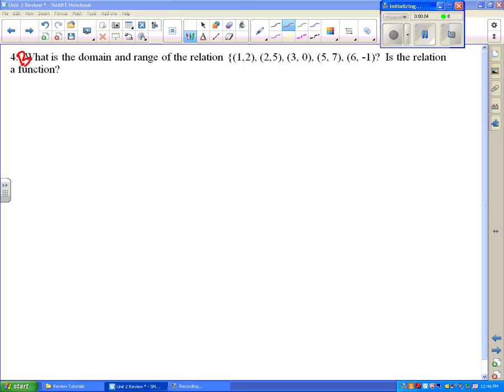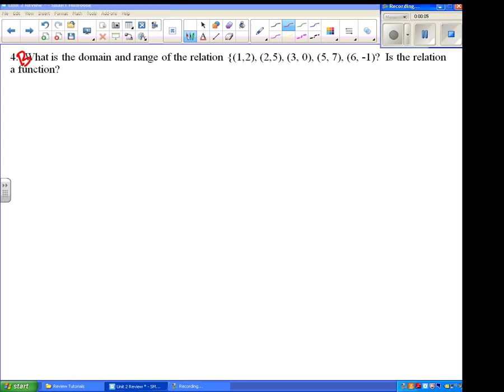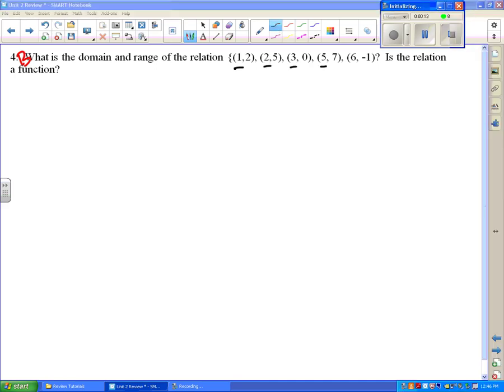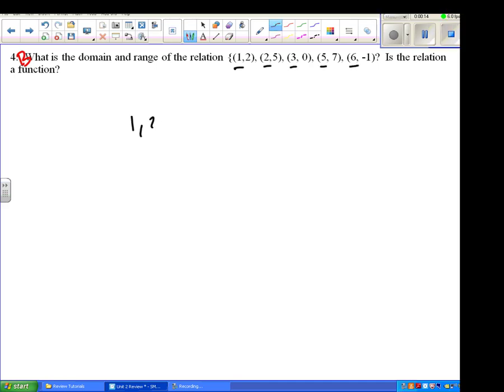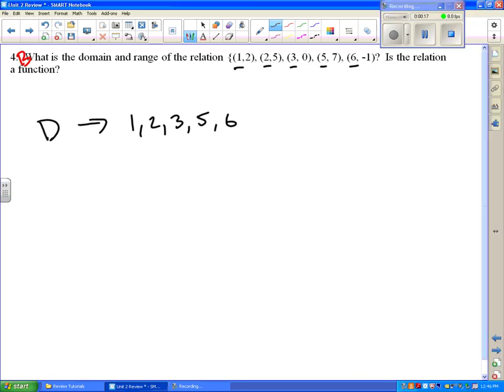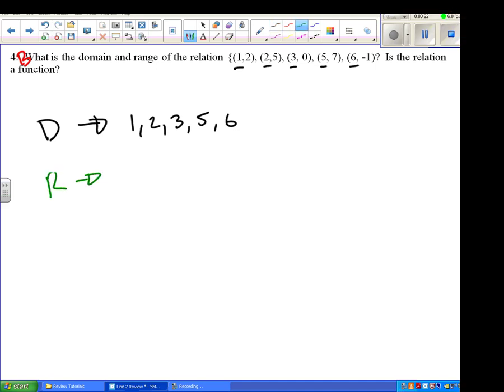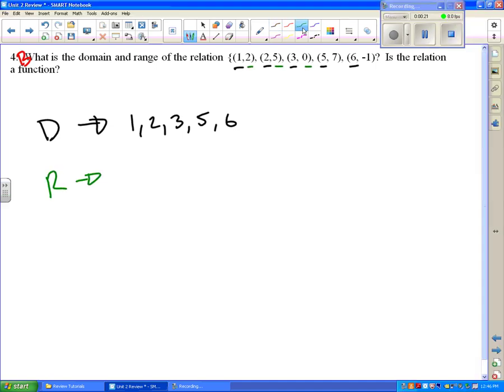What is the domain and range of the relation? So domain is all input values, so the domain would be 1, 2, 3, 5, 6. And the range is the output values, 2, 5, 0, 7, negative 1.